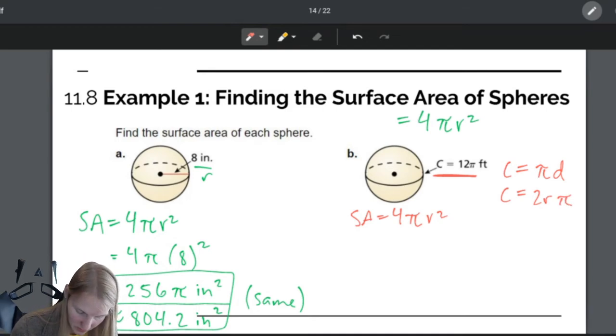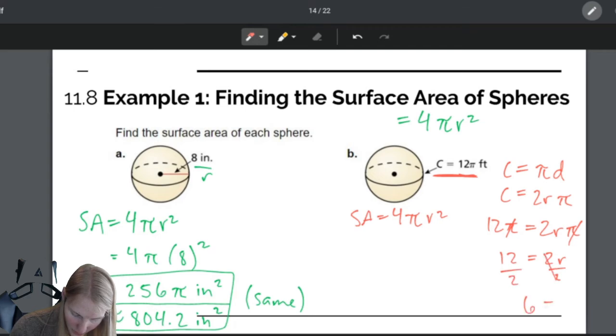Which means, if I have 12 pi, the circumference is 12 pi. 12 pi equals 2r pi. The pi's go away. 12 equals 2r. Divide by 2 on both sides. The radius has to be 6. Because if I take the radius and I double it to get the diameter, I have 12. And 12 times pi gives me the circumference. So, my radius is 6, and now I can just put it in here.